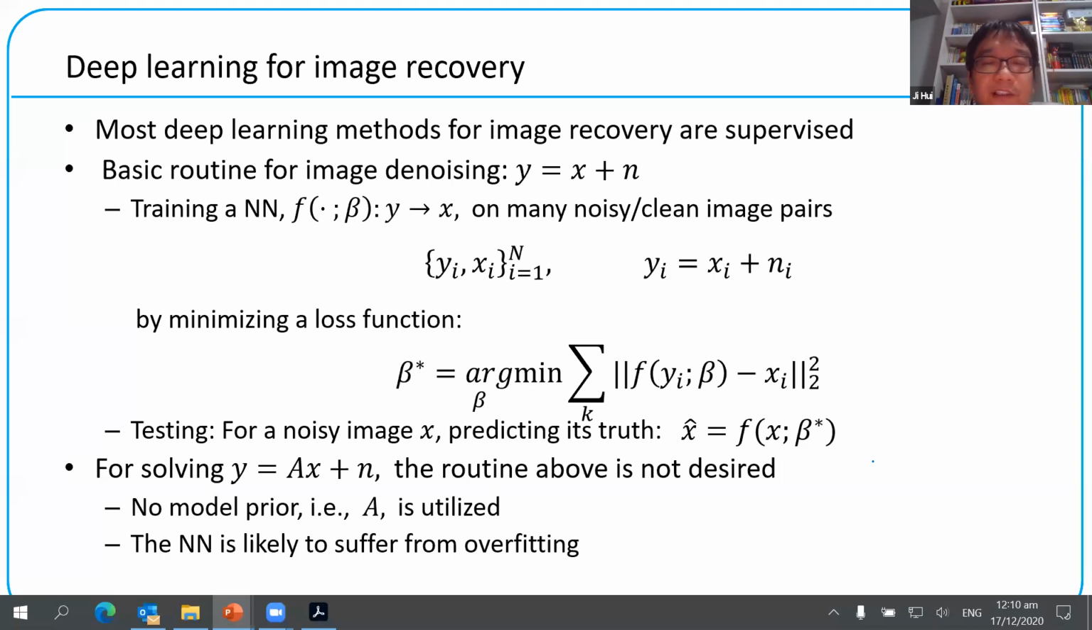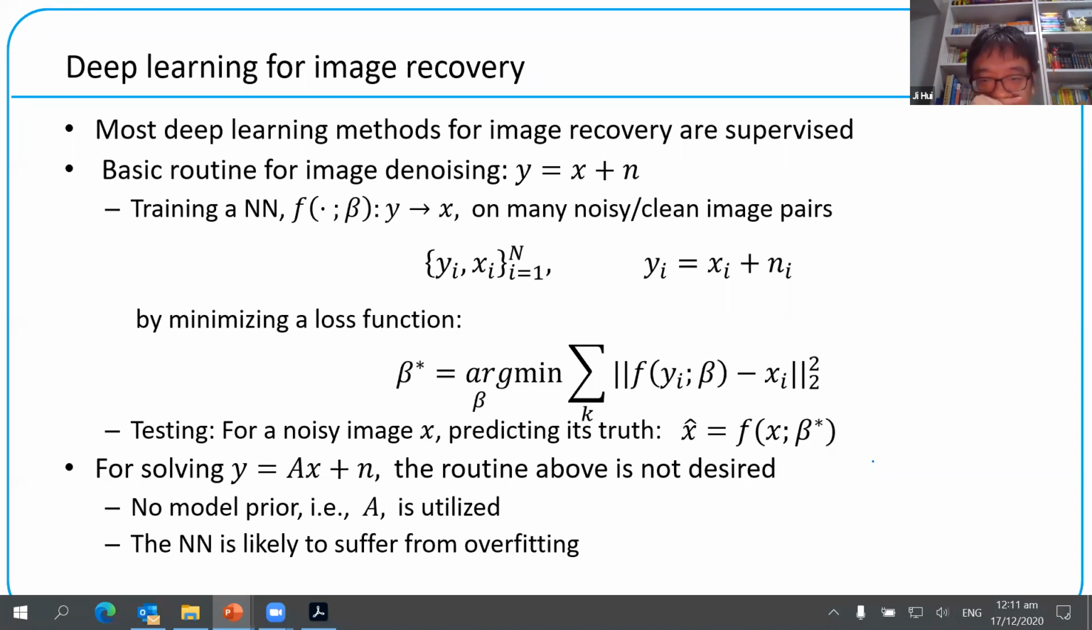Let's see the basic routine if you want to solve the image denoising problem. You collect many data pairs, where each pair consists of a clean image and its noisy image. Then you train the network to minimize a loss function. The loss function is relatively easy: you let the prediction from the network approximate the ground truth image well. Very simple. Once you have this model available, you can use it to denoise an image: just take the noisy image as input and run it.